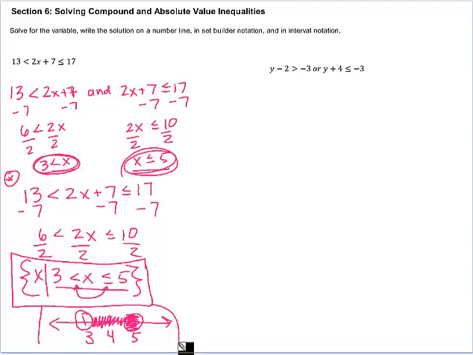And then interval, we are starting at 3. And it's an open circle, so we'd say parentheses 3, comma, we are ending at 5, and 5 is included, so we would put a square bracket.